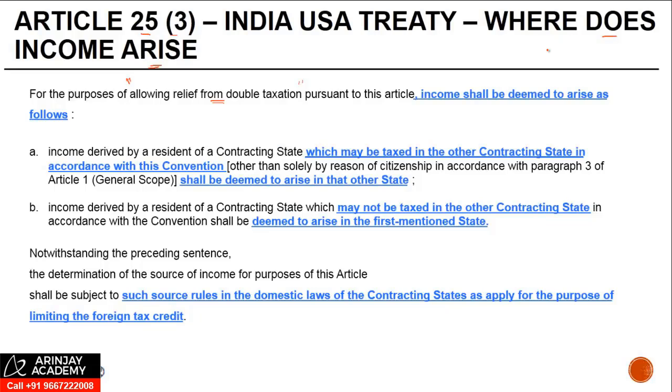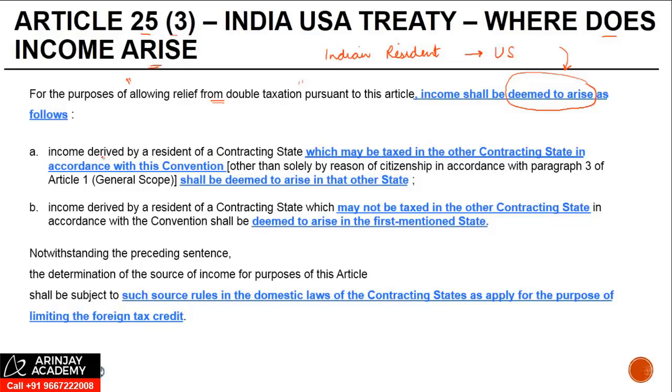So for the purpose of allowing relief from double taxation pursuant to this article, income shall be deemed to arise, even though it may actually be arising elsewhere. It's a deeming fiction which provides that the income shall be deemed to arise as follows. So let's say we are considering a case of an Indian resident who is getting some income from the US. In this light, we are going to read this particular article.